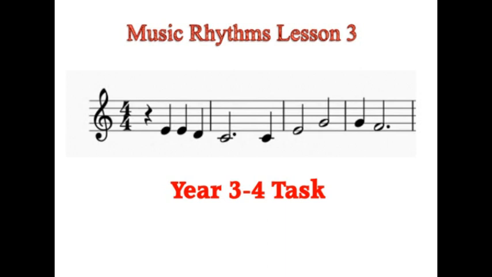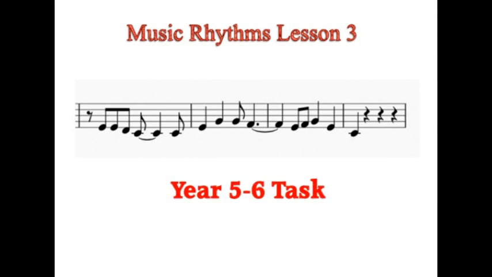Here is last week's year 5 and 6 challenge, and this was quite hard because you've got a lot of quavers. You've got some tied quavers, which can be a bit off-putting. I've got a dotted crotchet in the middle of that, so you had to think about what is 1 plus half of 1. So you had to really think carefully on this one. And the answer was 12.5.